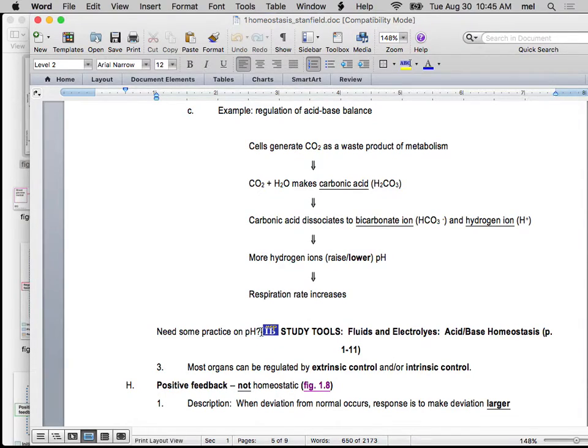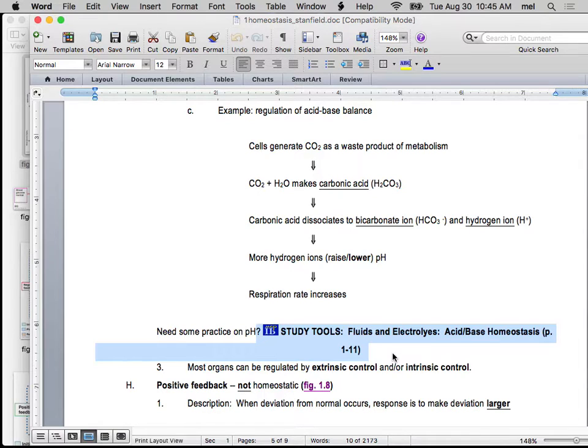Okay, so some of you guys are not comfortable with pH because people never are, because it's got math and it's counterintuitive, because pH is the negative log of the concentration of hydrogen ions, and everybody's like, oh my God, shut up.